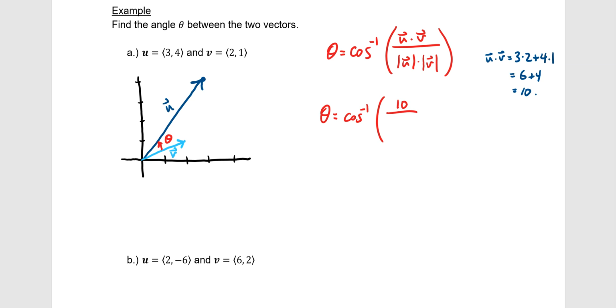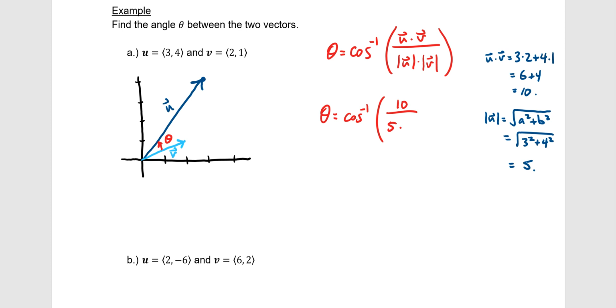So just a little bit of side work for those as well. Magnitude of u, this is the formula from earlier. It's the square root of first component squared plus second component squared. That's going to be the square root of 3 squared plus 4 squared, which gives us the square root of 25, which is going to give us 5. So that's the magnitude of u.